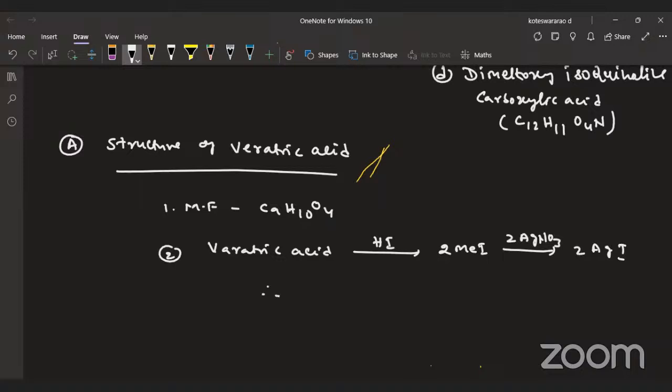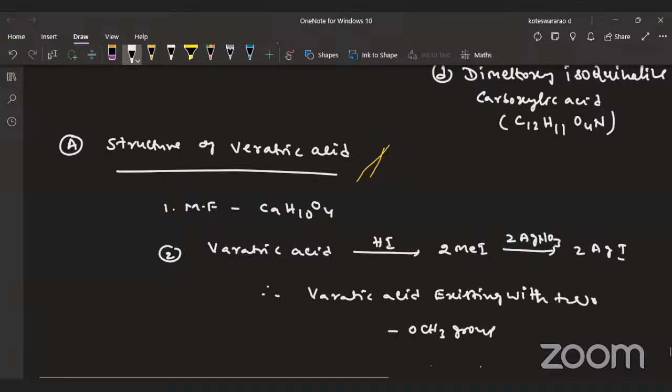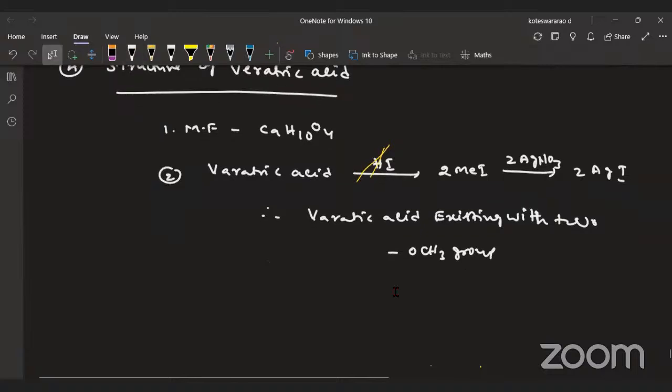Therefore, it indicates that veratric acid is existing with two OCH3 groups. Out of the four, the two OCH3 groups are present in the veratric acid, right?